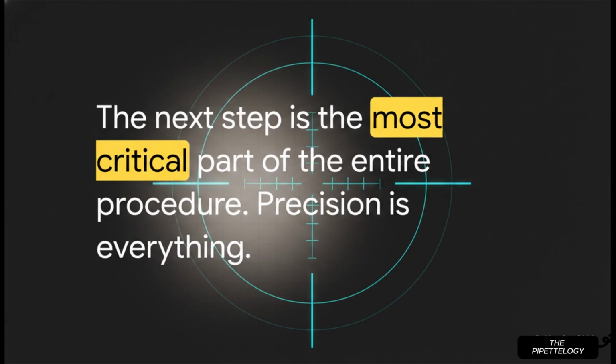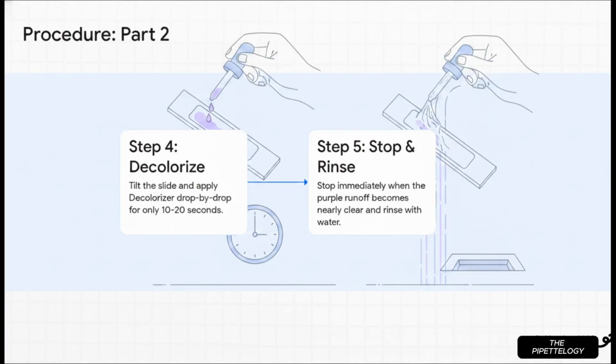What's coming next is, without a doubt, the single most critical, most sensitive, and most skill-dependent part of the whole procedure. This really is the make or break step. This is decolorization. You're going to tilt the slide and carefully apply the decolorizer, drop by drop. You're literally watching the purple dye run off the slide, and you have to stop the second that runoff is almost clear. The whole thing should only take like 10 to 20 seconds.